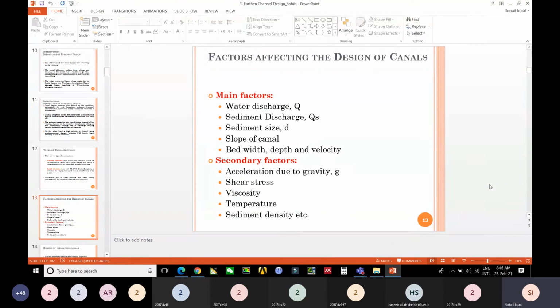Here the next part is the sediment size, the slope of the canal, bed width and depth, and the velocity. Next are the minor factors: acceleration due to gravity, shear stresses, viscosity, temperature, and the sediment density. So here are the main and the minor factors that will affect your canal design.